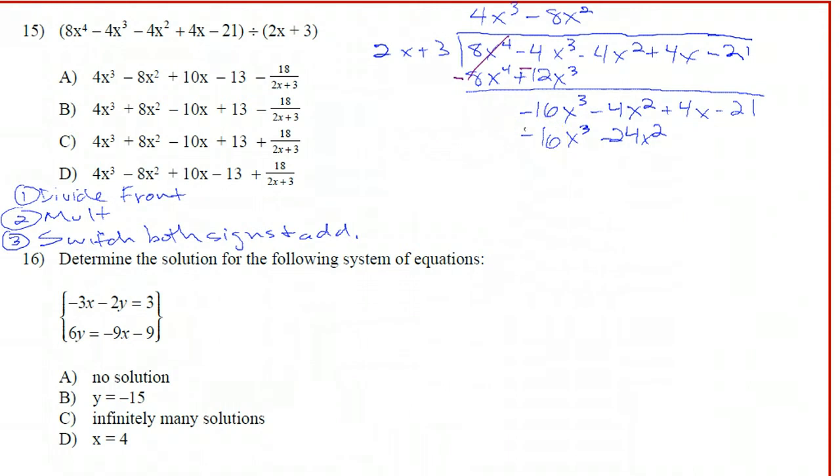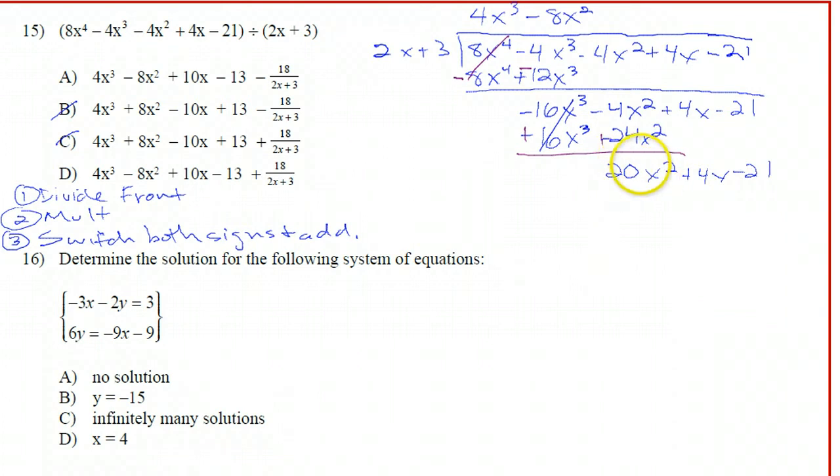And again we switch both signs and add. So these are gone. 24 minus 4 is going to be 20x squared. And make sure you're watching your steps as you go. So for example here I know it's 4x to the third. Next I have 8x, negative 8x squared, so it's not these two. And now when I switch signs and add, I get 20 plus 4x minus 21.